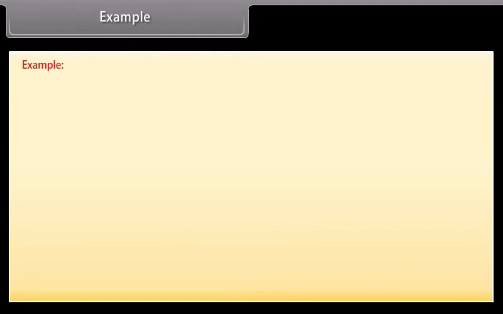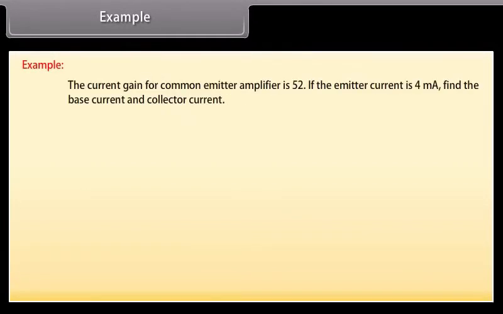Example. Let's take an example of a transistor as an amplifier. The current gain for a common emitter amplifier is 52. If the emitter current is 4 mA, find the base current and collector current.